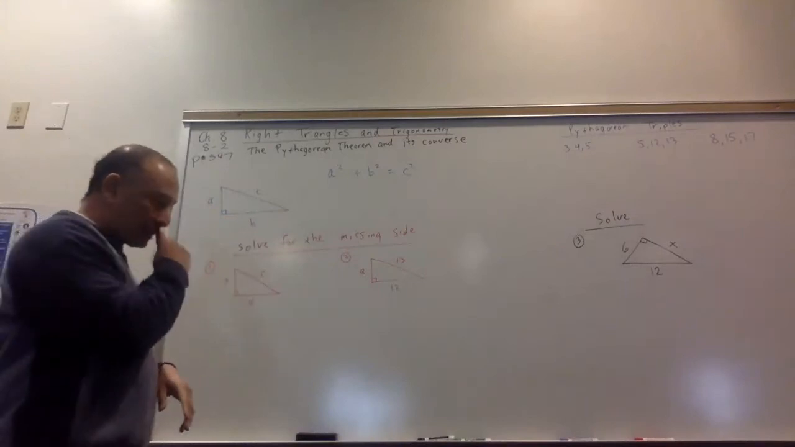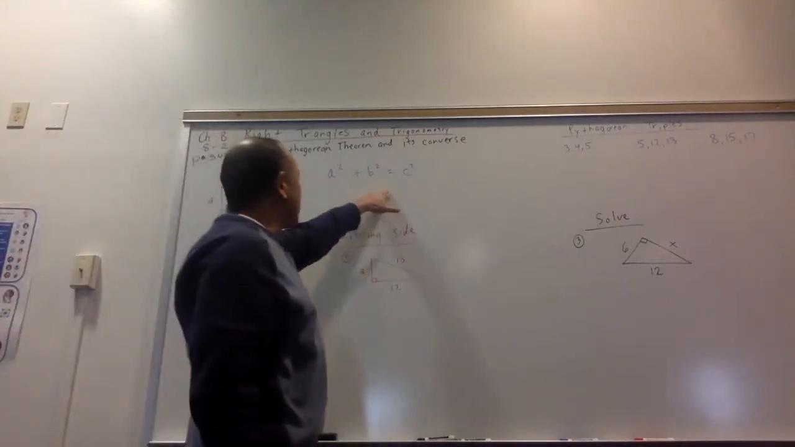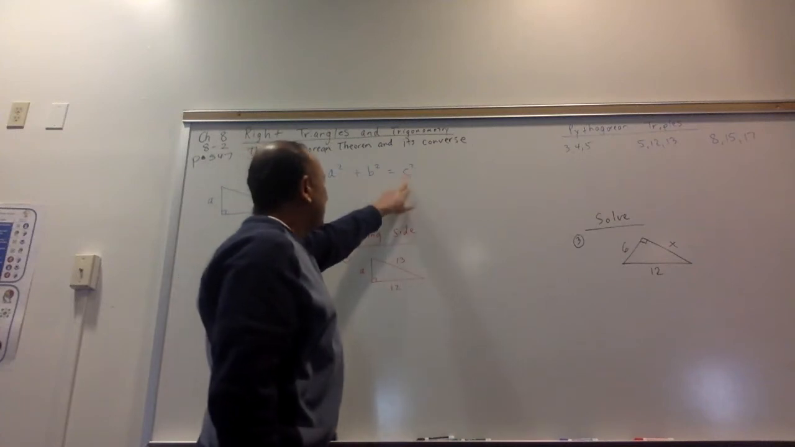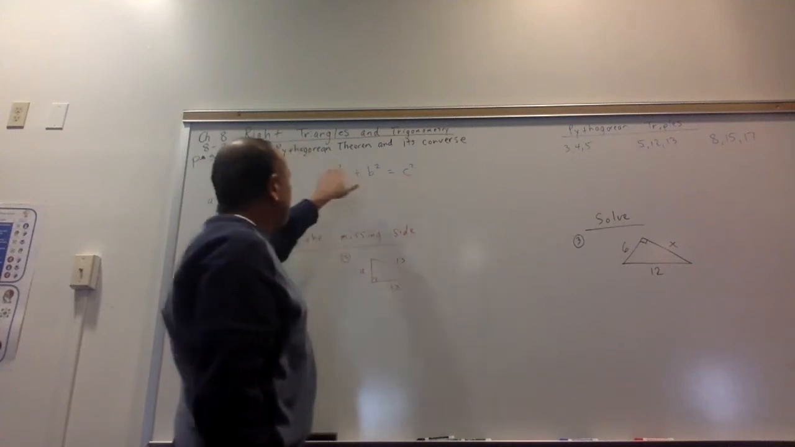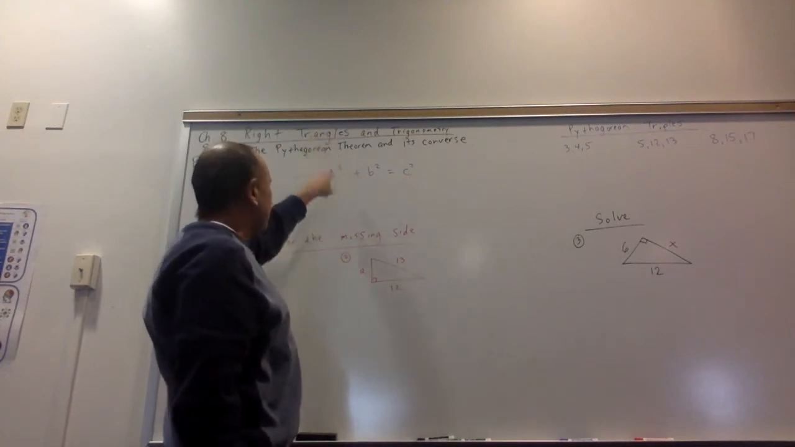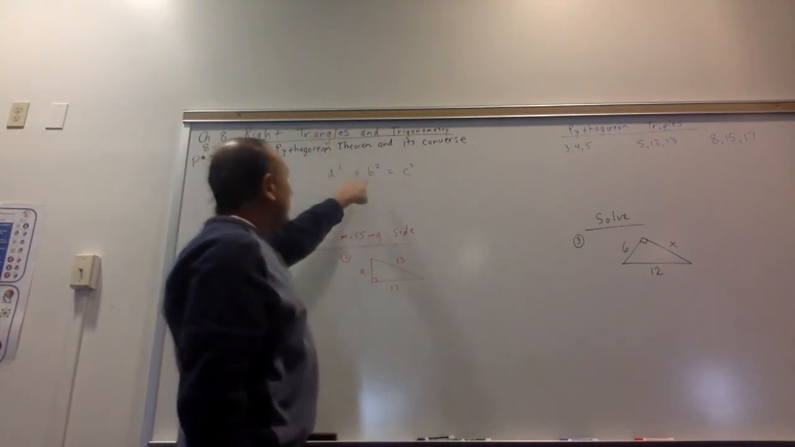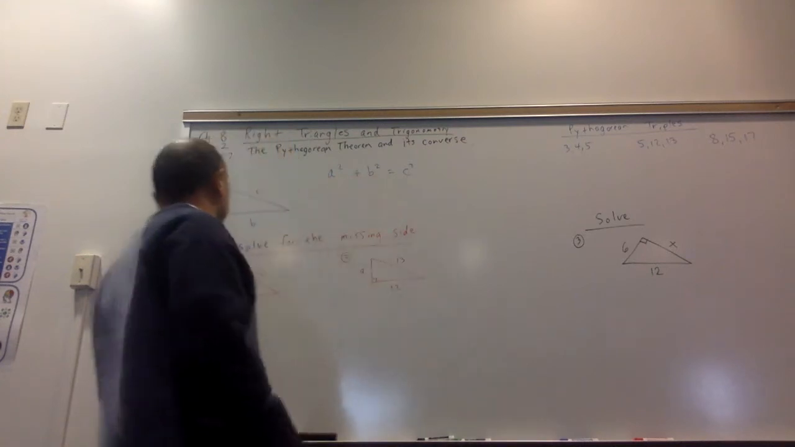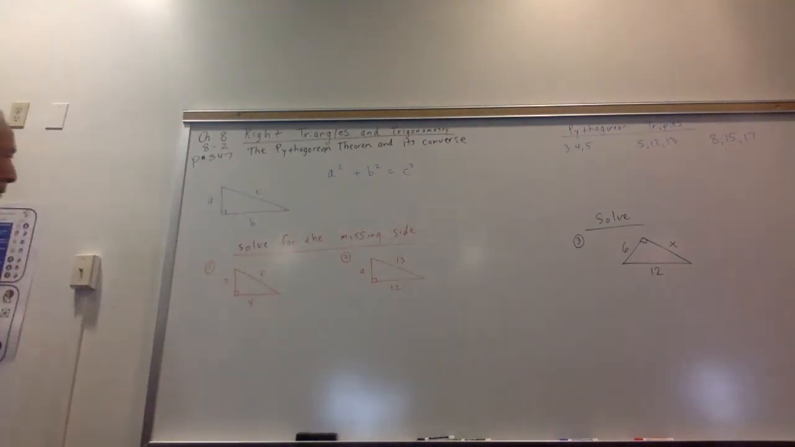So we always isolate the hypotenuse in the theorem. This is the Pythagorean theorem: A squared plus B squared equals C squared. So the hypotenuse is always isolated. Again, A and B are the legs, and it doesn't matter which is bigger. The sum of the squares of the two legs added together equals hypotenuse squared. So that's how we work it out.